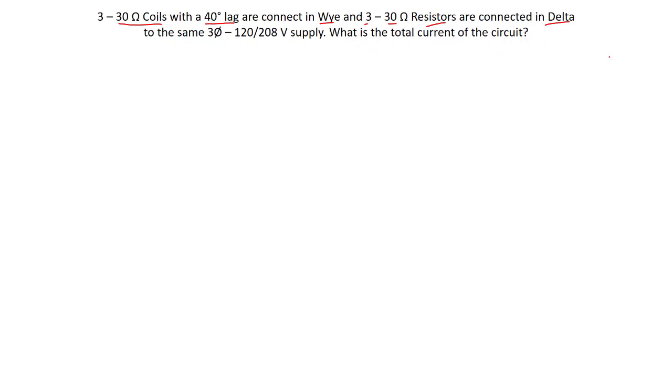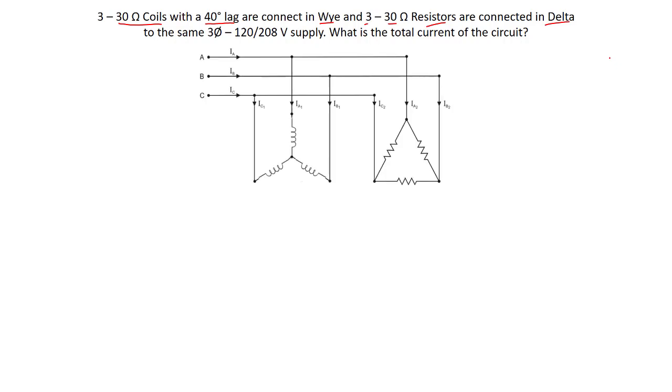So what I like to do is always draw out that circuit first, and we can start labeling some stuff. Okay, so we've got a 120/208 supply. Each one of these coils has an impedance of 30 ohms, and they're at minus 40 degrees. All three of those coils are the same. And over here we have 30 ohm resistors, so each one of these phases has a 30 ohm resistance in it. So that's all resistance.